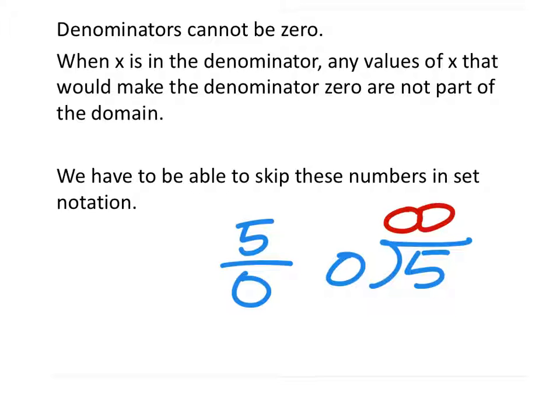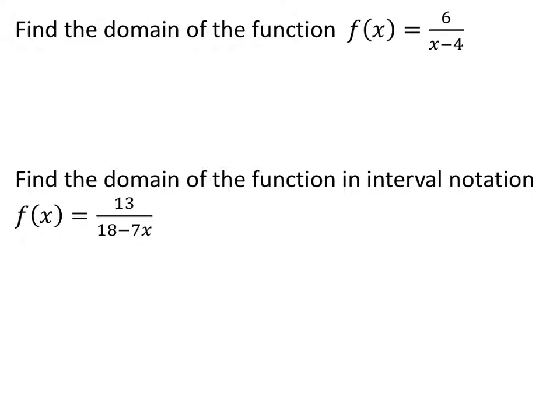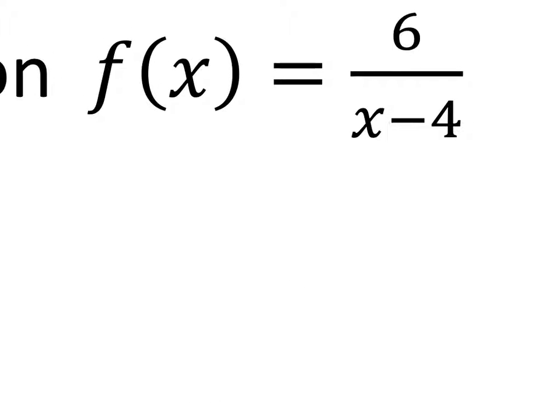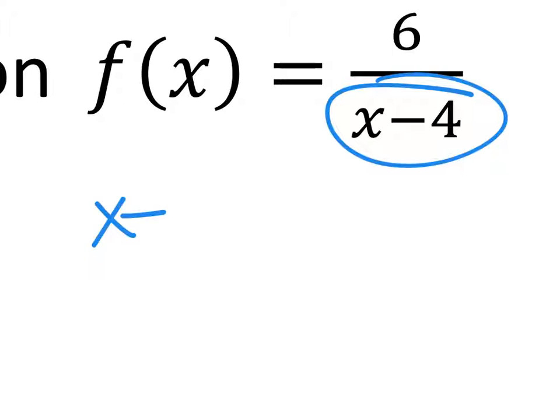So let's look at some examples. On this one, we're looking, let's do both of these. We'll do one at a time. On this one, we want to find the domain, right? So what values of x, in other words, work? Well, we just know that this denominator can't be 0. So in other words, x minus 4 just can't equal 0. So how would I solve this non-equation? Add 4 to both sides, right?